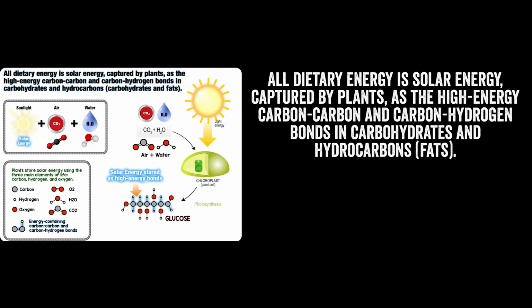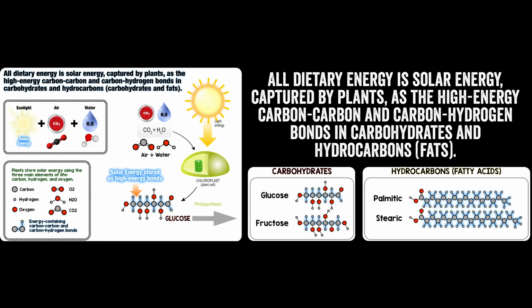Now, plants store energy, and they store solar energy from the sun as chemical energy. That's what photosynthesis is. Plants take solar energy, and they use carbon from carbon dioxide in the air, and they store chains of carbons, and that's all dietary energy. Every bit of energy we eat is high energy carbon-carbon and carbon-hydrogen bonds that are stored by plants using sunlight and carbon from carbon dioxide.